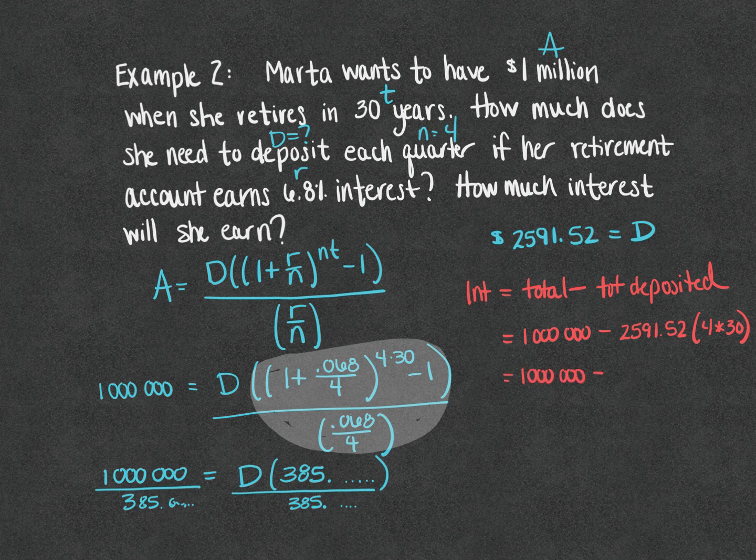we find that Marta herself deposited $310,982.40. The rest of the money that gets her to the $1 million is the interest. So she earned $689,017.60 in interest. And this is actually a very realistic time frame, and it's a very realistic interest rate as well. A fairly moderate interest rate. So it is possible to set aside about $310,000 and then more than double that in interest alone.